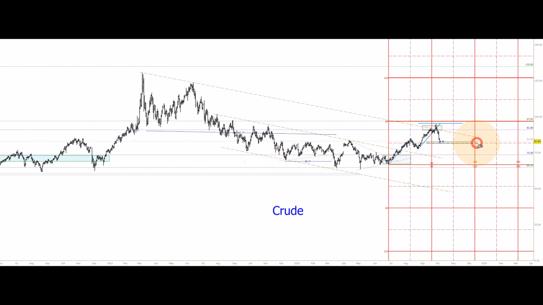But if we slip under that, I think we have a lot more weakness, maybe in slow motion, but there's a lot more space here to correct. Then it goes back to that key 73 area, the 73.50. So for now, the key number to watch is this 81 to 83 level where this box is. And we'll see what happens.